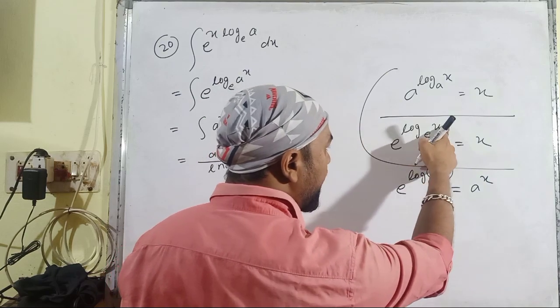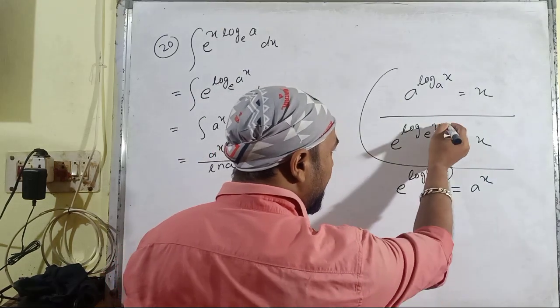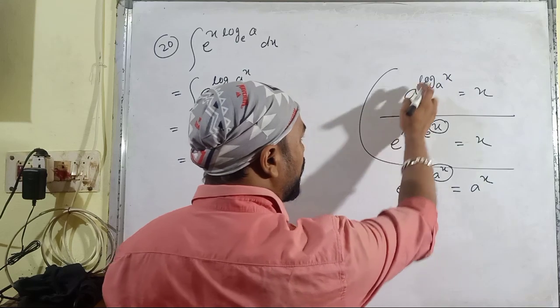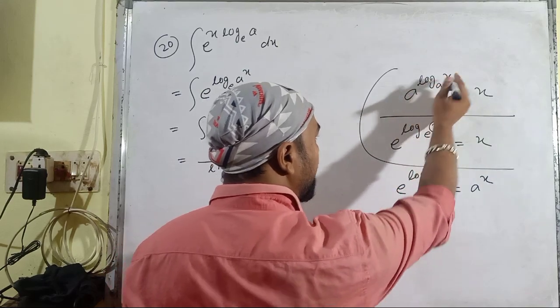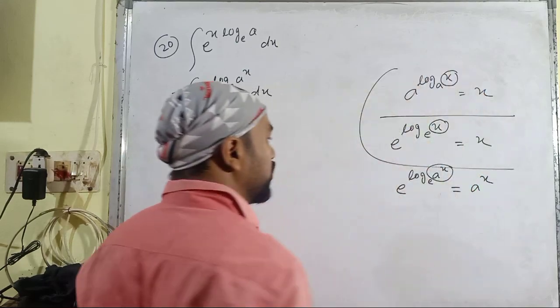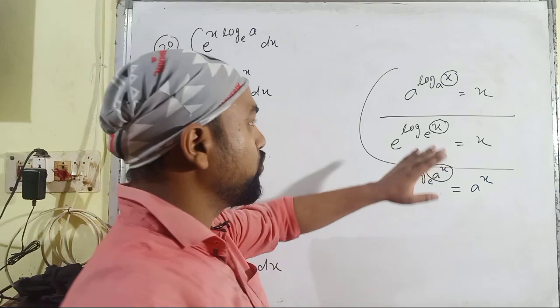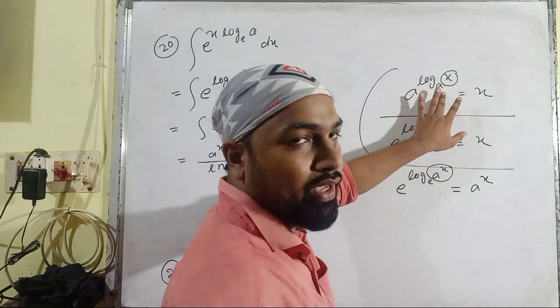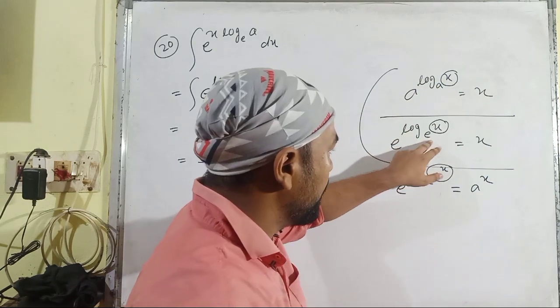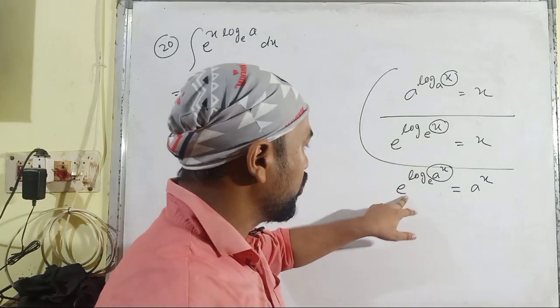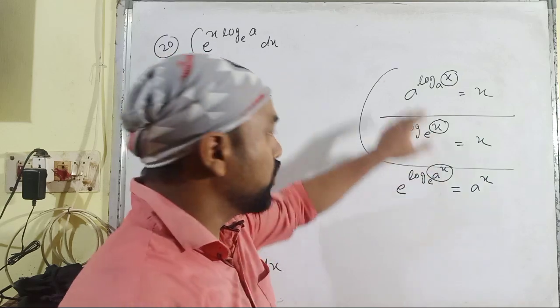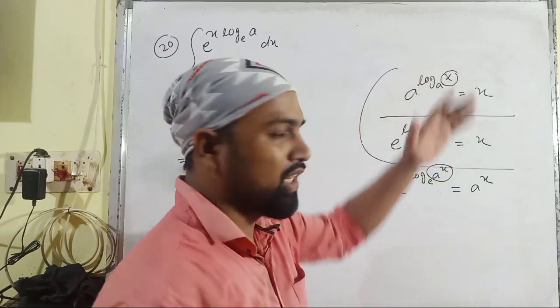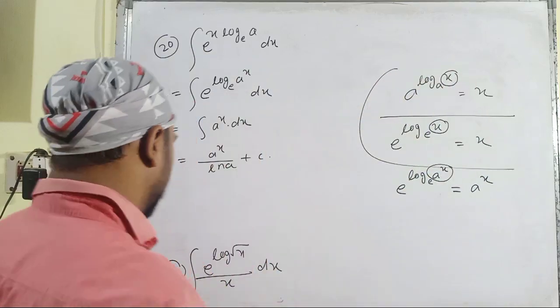E to the power log x with base e, x will be the answer. A to the power log x with base a, x will be the answer. Just we have to cancel. Just we have to eliminate a to the power log with base a, e to the power log with base e. Just we have to cancel this part, and the remaining part will be the answer.